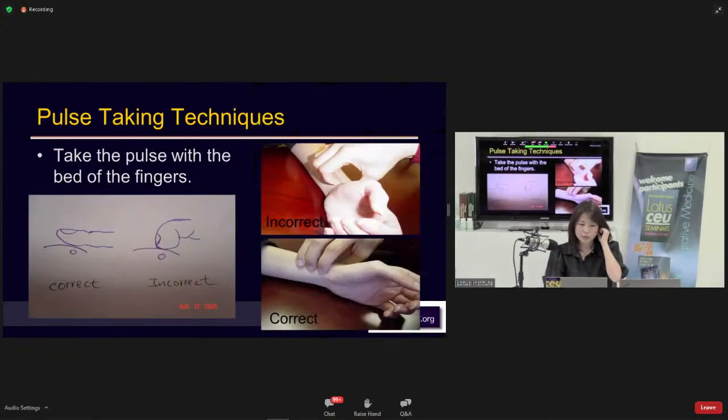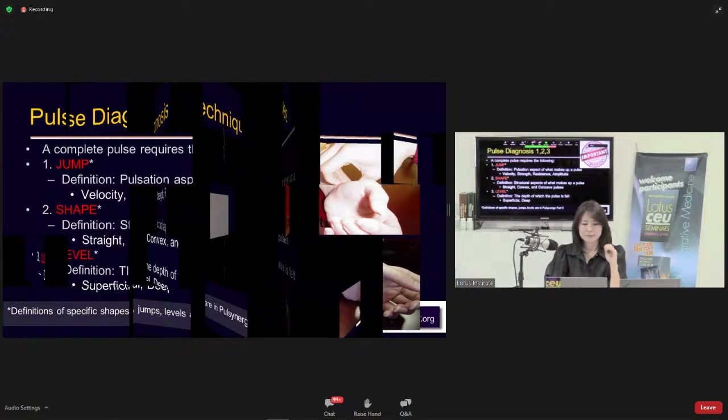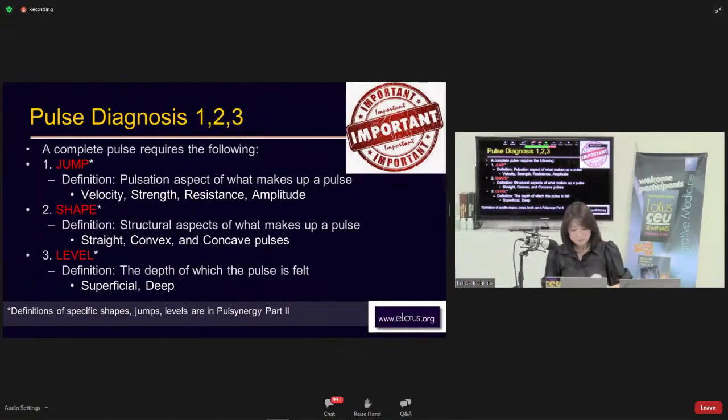Okay, next one. So he says, take the pulse with the bed of the fingers. Don't take it with the tip of the fingers. That is just basically to have more surface area so you can feel the entire vessel of the patient. Okay? So that is pretty much the basics of taking pulses, where your finger should be.